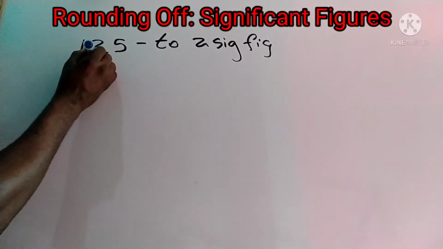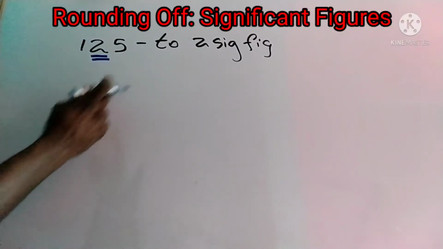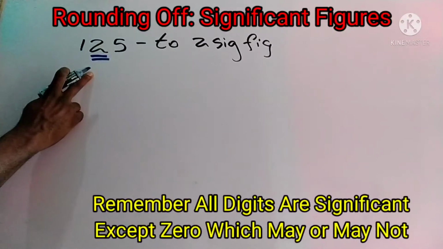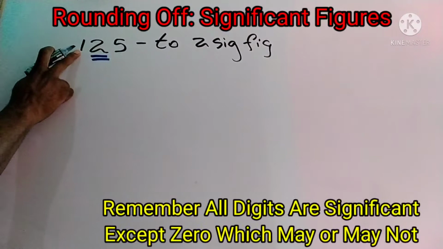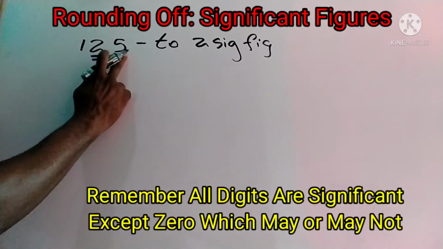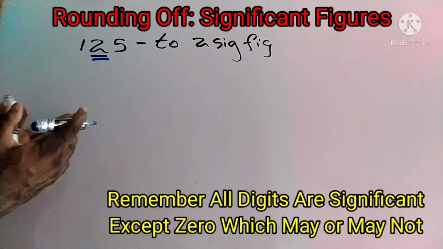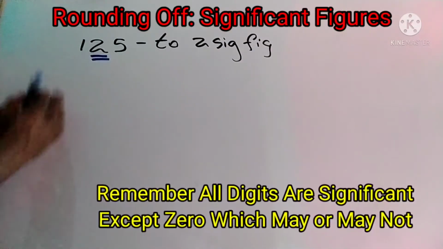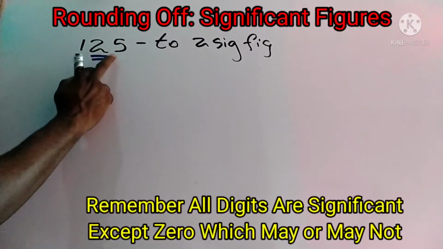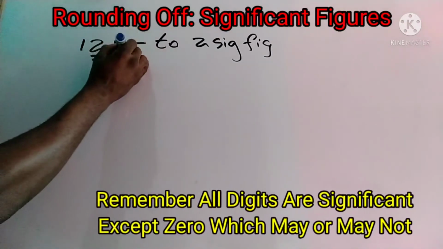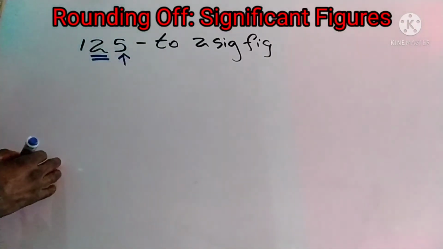So here it is that number 2 is actually in the second significant spot. Number 1 is in the first significant spot, number 2 and 5 is in the third. All digits are significant except 0, which may or may not. So 2. Then you look to the immediate right. The digit to the immediate right is a 5.